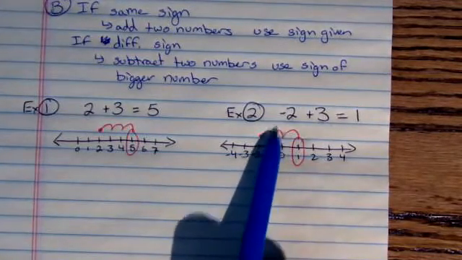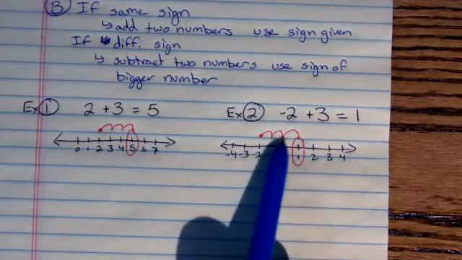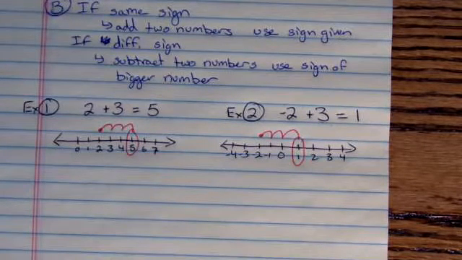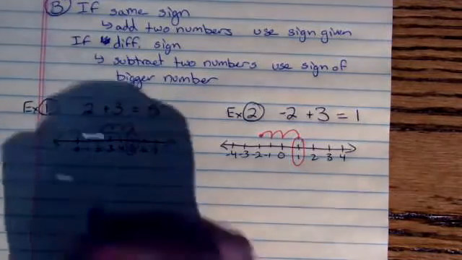Again, we started at the first integer, -2. I'm adding a positive, so I'm going right on the number line. And that gave me a positive 1. All right, so let's look at example 3.